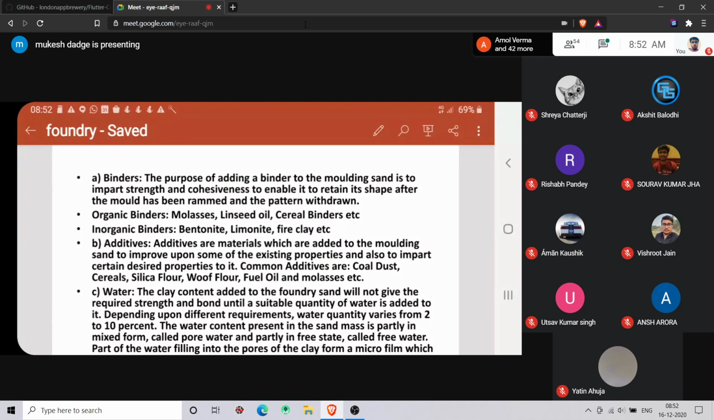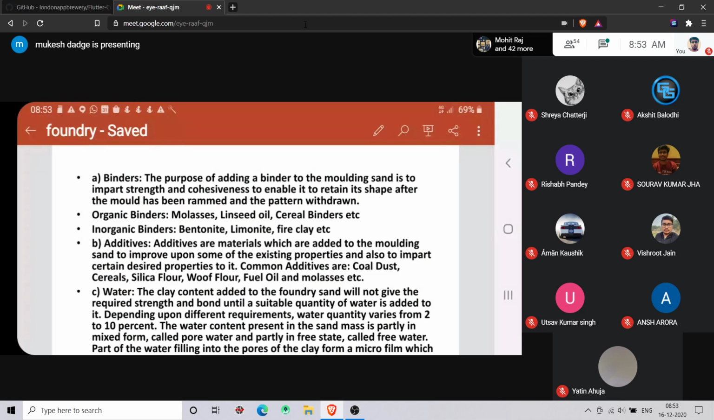The purpose of adding a binder to the molding sand is to impart strength and cohesiveness to enable it to retain its shape after the mold has been rammed and the pattern withdrawn. So bonding as a binder increases cohesiveness and creates bonding. There are two types of binders, organic and inorganic. Organic binders: molasses, linseed oil, cereal binders. Bentonite, limonite, and fire clay are the inorganic binders.